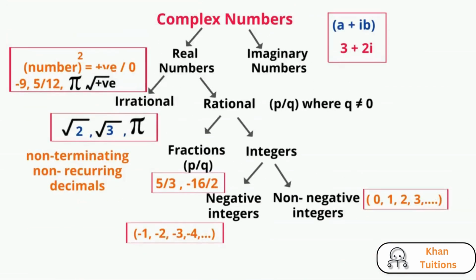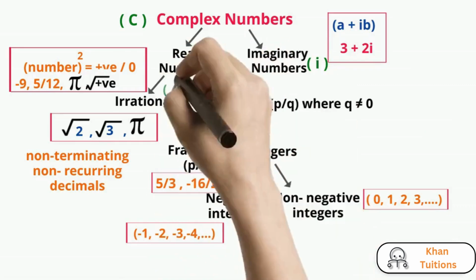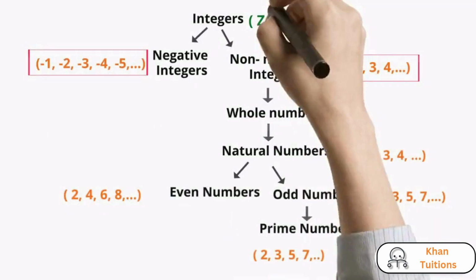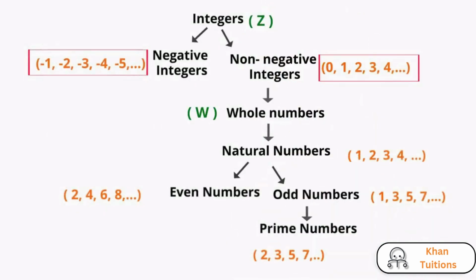The symbol for the set of all complex numbers is C. Imaginary numbers are denoted by lowercase i, called iota. Real numbers are represented by capital R, rational numbers by capital Q, while irrational numbers by P or Q dash. Integers are represented by capital Z, whole numbers by W, and the set of natural numbers by N.